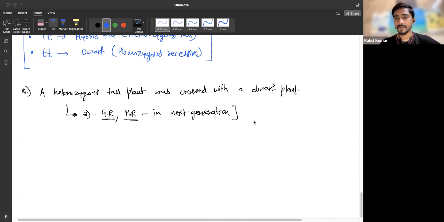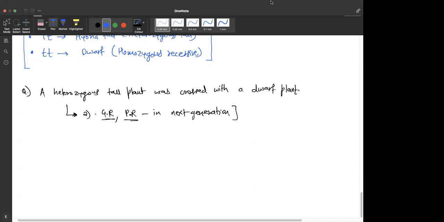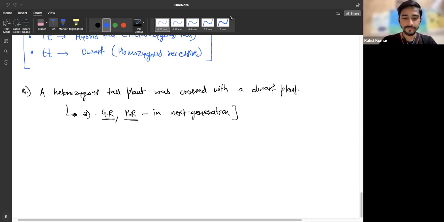Arpit, what is this ratio? Is it genotypic or phenotypic? You have not answered. Sir, I sent, I guess. Okay. I'm waiting for Samira's answer and then will discuss. Good job, Matthew.